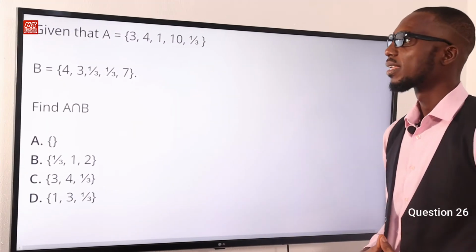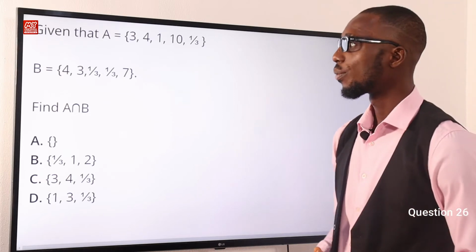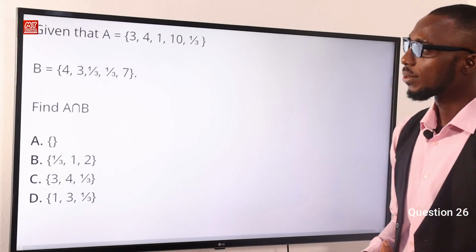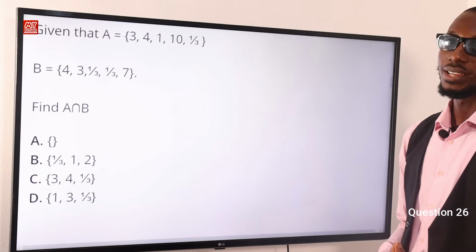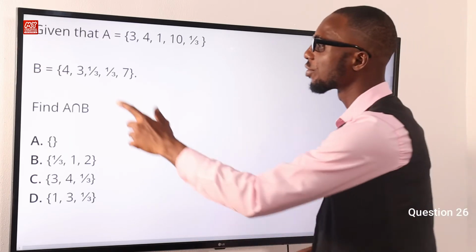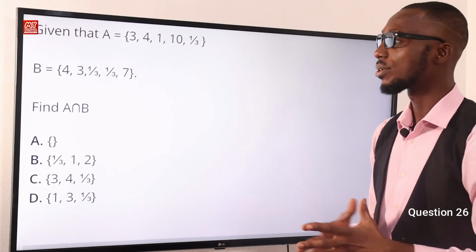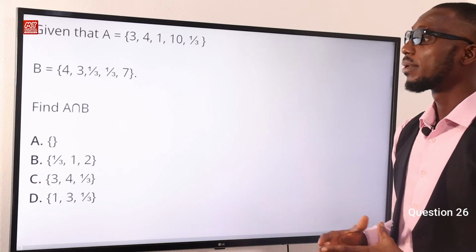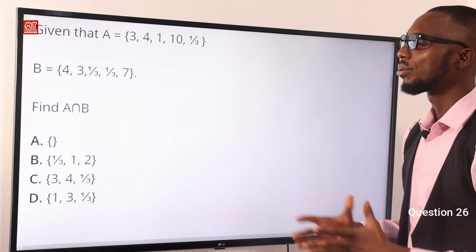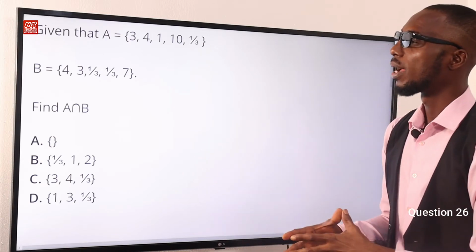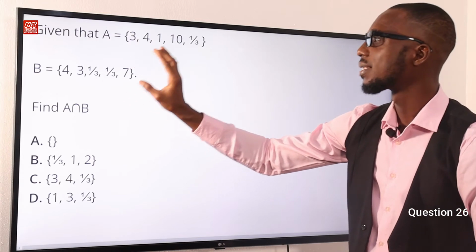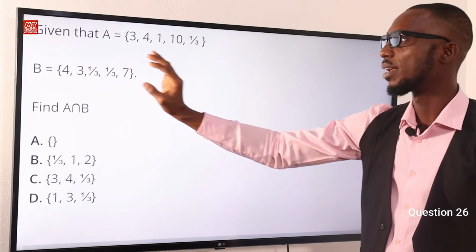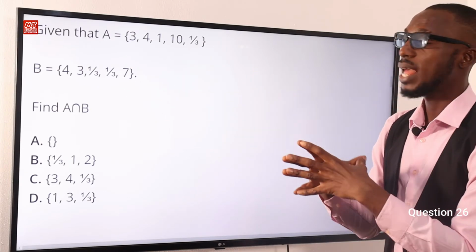Number 26. Given that set A equals {3, 4, 1, 10, 1/3}, and set B is {4, 3, 1/3, 1/3, 7}. Don't be mistaken by the repetition of the same value. Once you see such a thing in set theory, you just have to pick one of those items. So find A intersection B. We are going to look for members that are present in B and also present in A, or members you can find in A that you can also find in B.